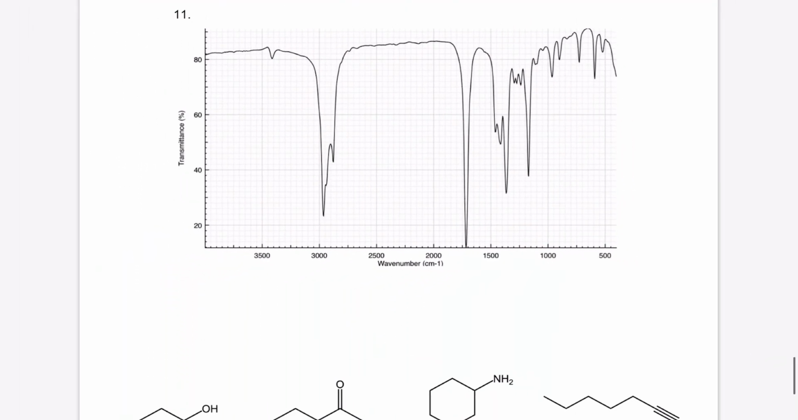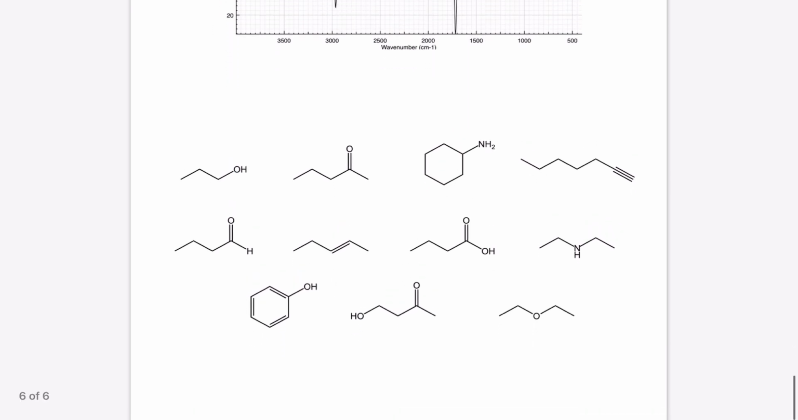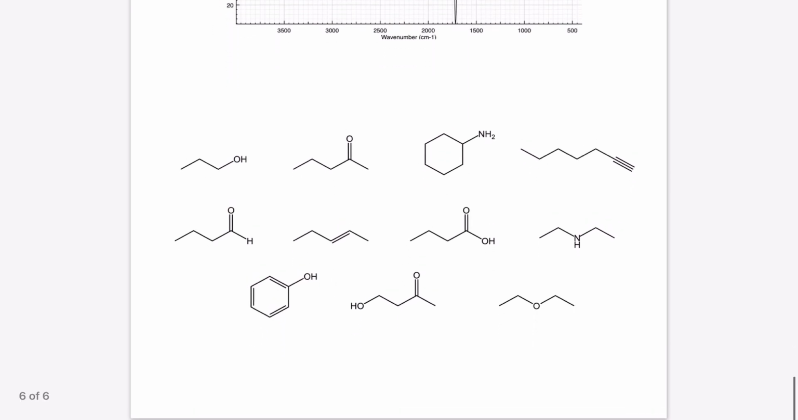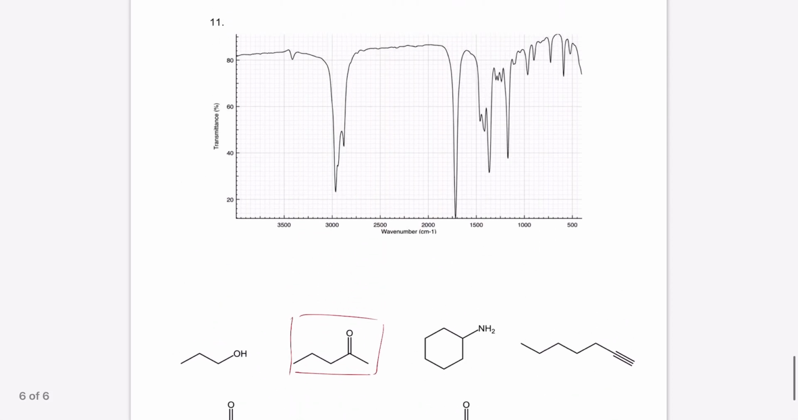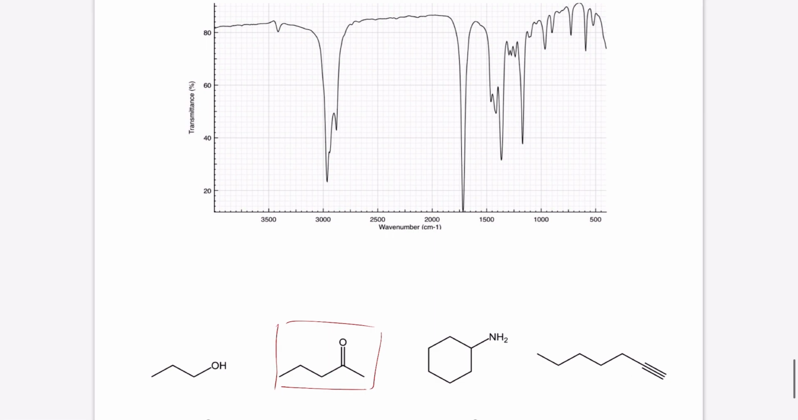Looking at question 11, again, we could use process of elimination. We've used all of our structures except for our ketone. And to prove that this is a ketone, we see we have our stretch around 1700. So that's going to be our carbonyl group. We have some alkane stretching right here around 2900. And so that's how we could confirm that this is just a ketone.